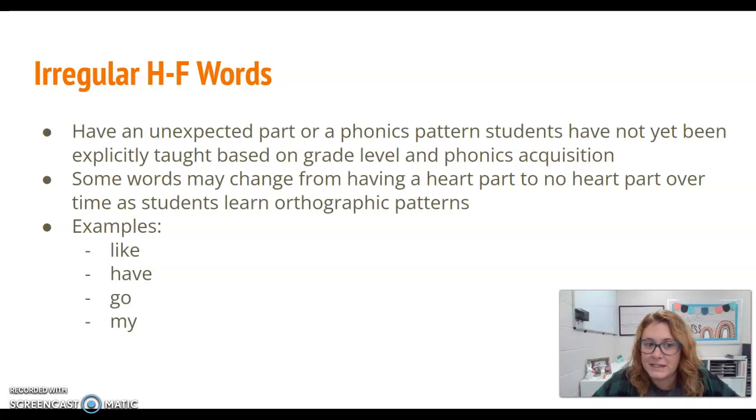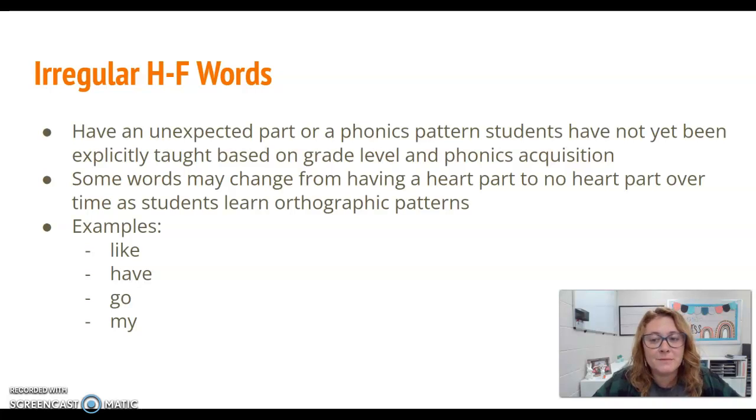Students have not learned in kindergarten the vowel consonant E or silent E pattern. They have not learned that V is always followed by E at the end of a word. And they don't know open syllables. So therefore, these words have irregular parts.